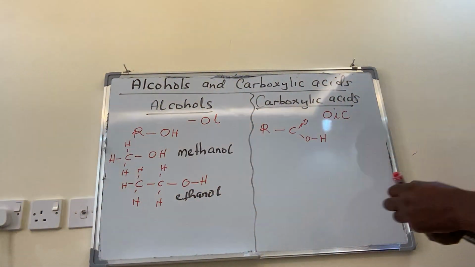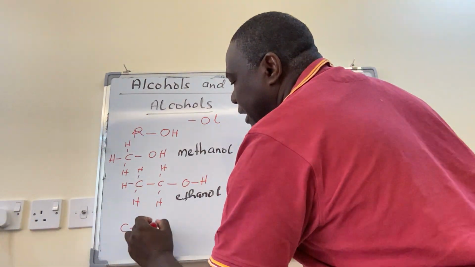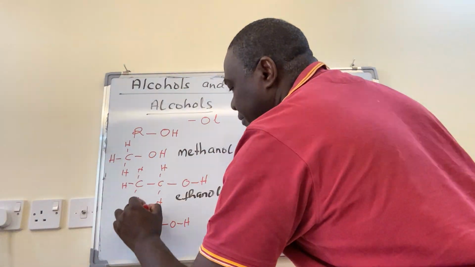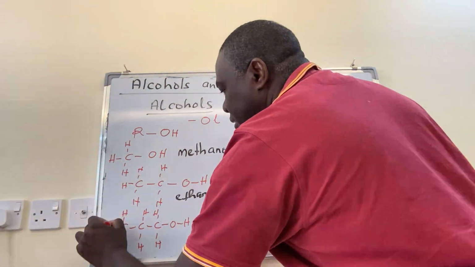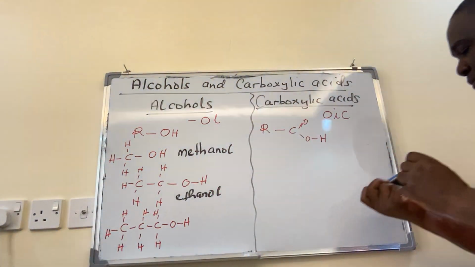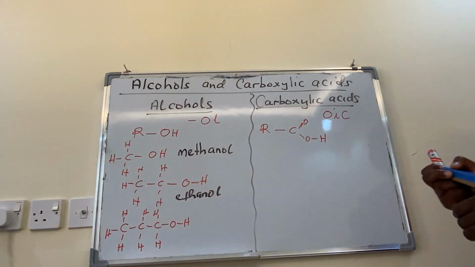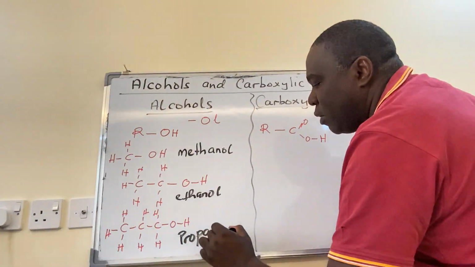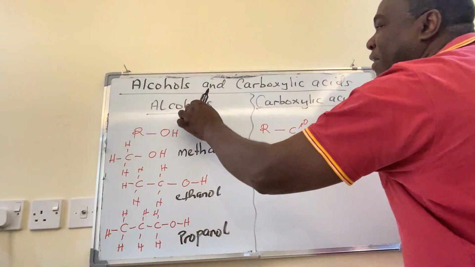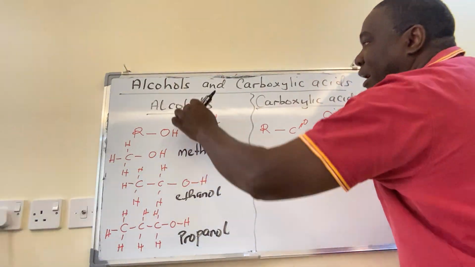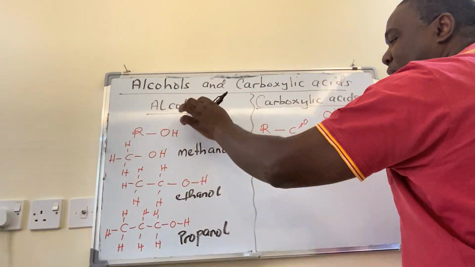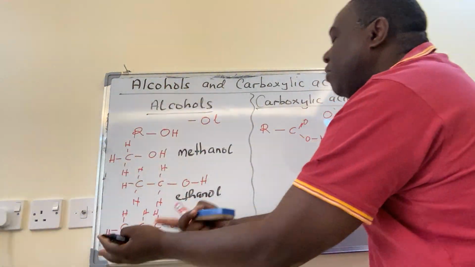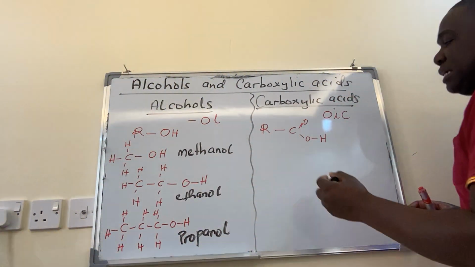We could extend further and have three carbons like this, with OH at the end. Now we have prop. In organic chemistry, three carbons is prop, and as a result we have propanol. Alcohol, methanol. Alcohol, ethanol. Alcohol, propanol, like that. So I'm going to migrate from this side of alcohols and now move on to that side.